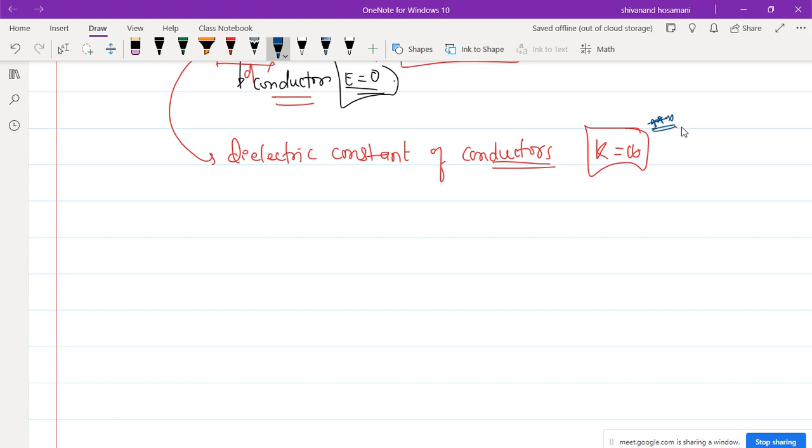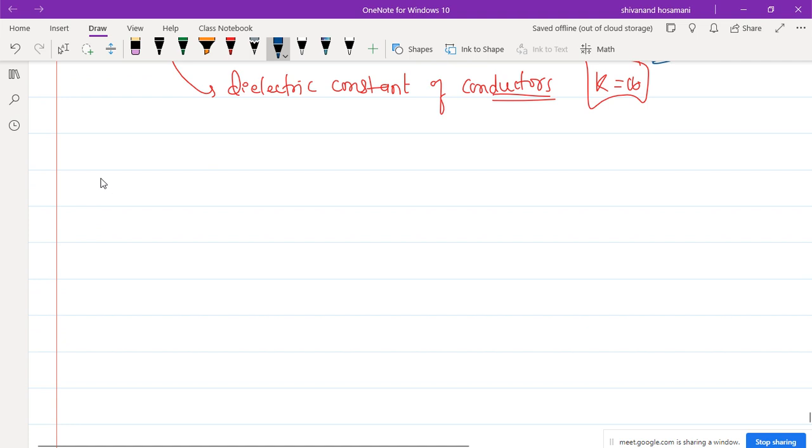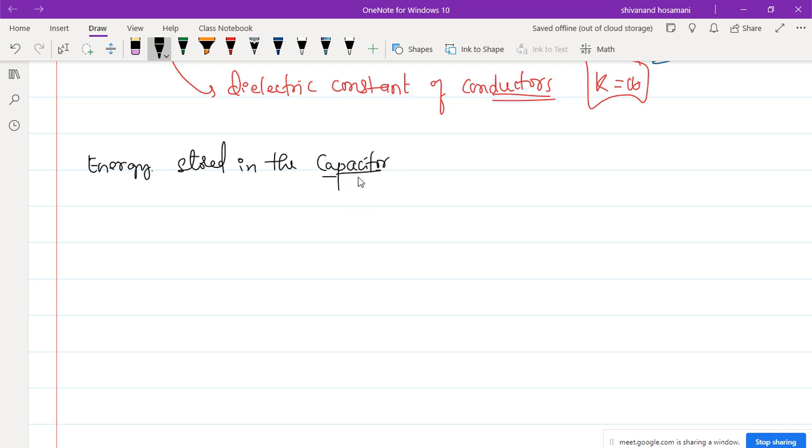Next, how do we define the energy stored in the capacitor? Energy stored in the capacitor is given by U is equal to 1 by 2 times QV, or you can define it as Q square by C, or as half CV square. Is that clear? These are the energy stored in the capacitor.